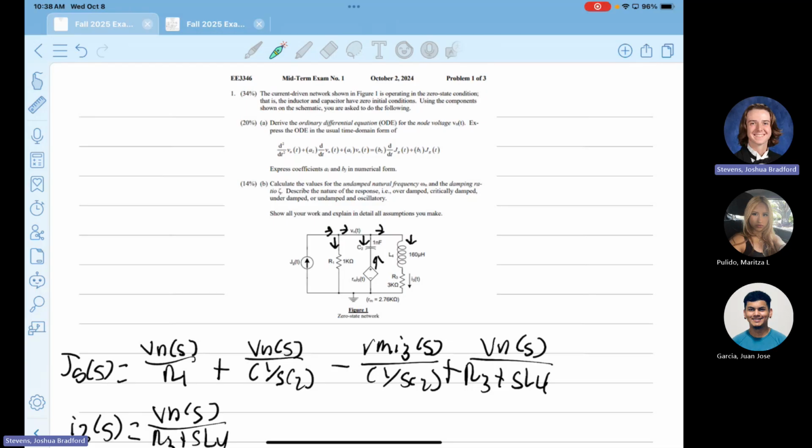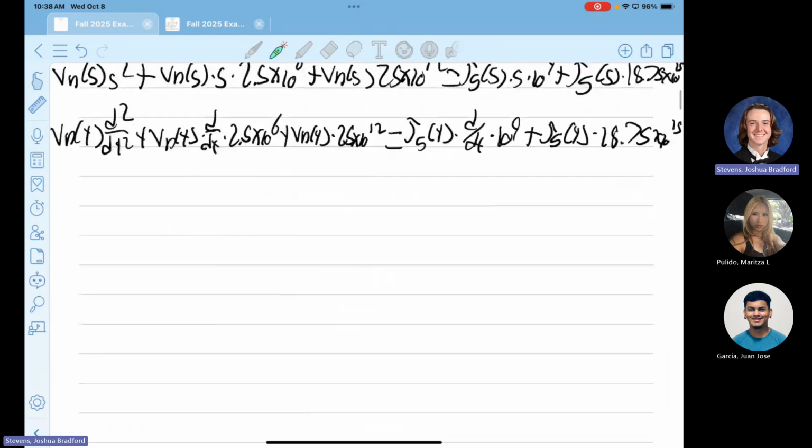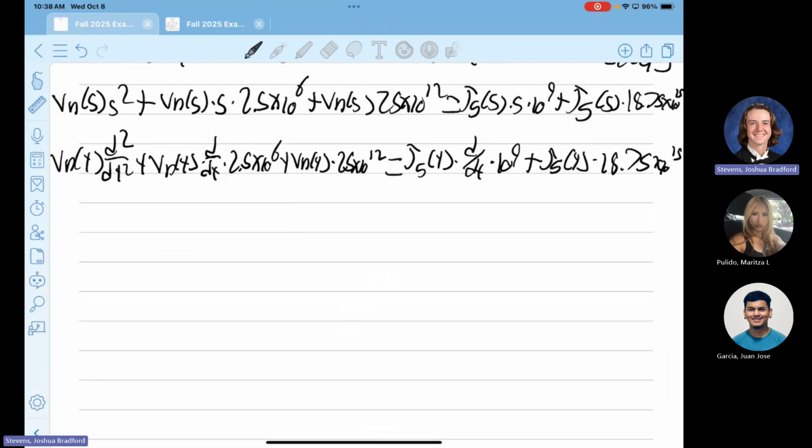Not specifically, not for this question. It's saying calculate the values for the undamped natural frequency and the damping ratio zeta. I wouldn't call it the zeros or the poles. I would say we use these equations, the ODE, and we use terms from that equation to find the undamped natural frequency and damping ratio.